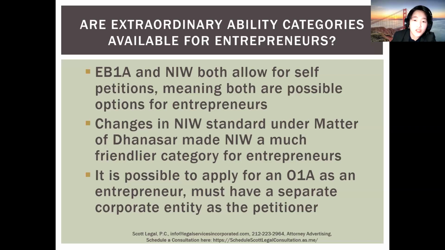Finally, one thing to mention here is that entrepreneurs may also use the O-1A category potentially if they have a U.S. corporate entity that can act as the petitioner for your file, right? So if they qualify for the O-1A, one way to move forward for the entrepreneur is to create your own U.S. company first, and then have that U.S. company issue you a job offer, and then you can process the visa through that entity.